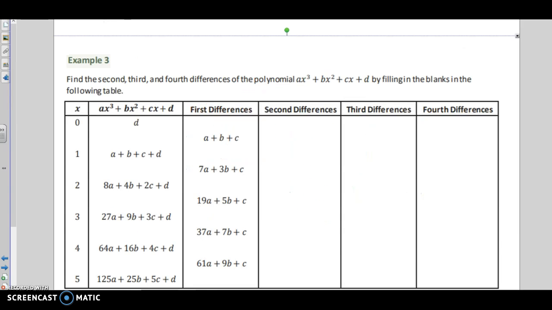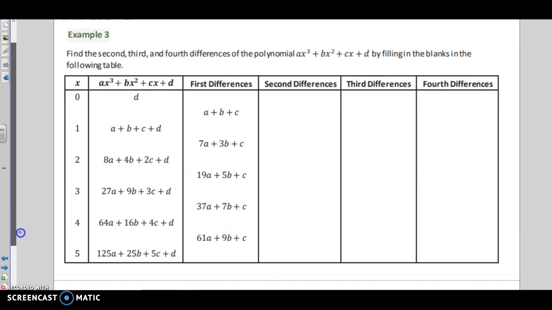But now we're going to check out what happens when we have a cubic, or to the third power. And again, we're using the numbers 0, 1, 2, 3, 4, and 5. I'm putting them in for x into these three places. So I end up with just coefficients of a, b, c, and d. And thankfully, they've done the first difference out for us. So now we're going on to the second difference to see if it's quadratic.